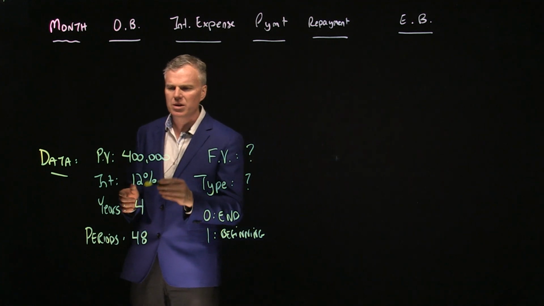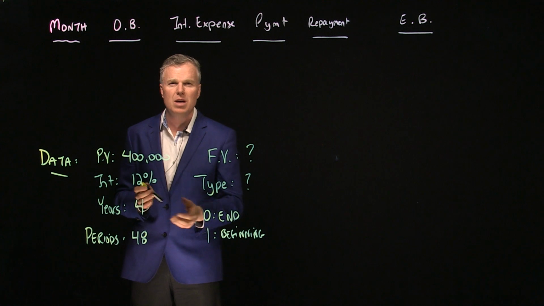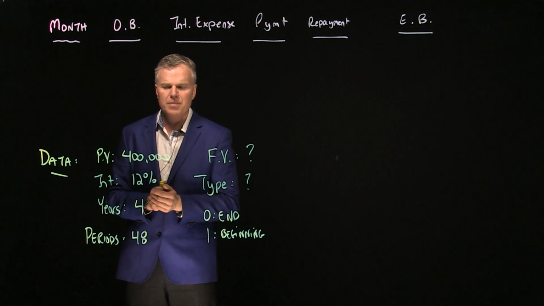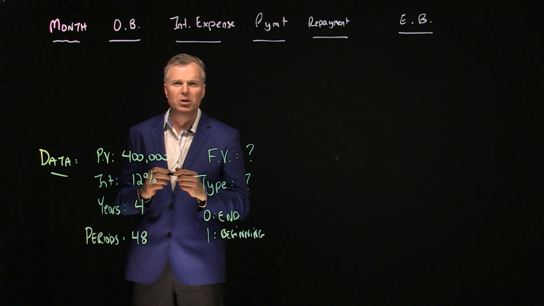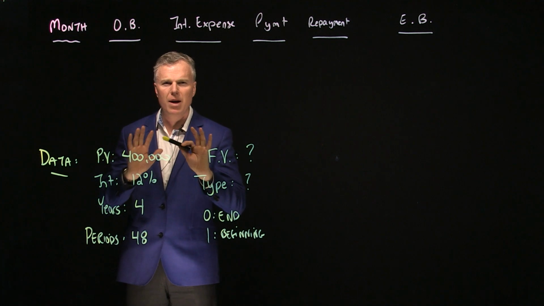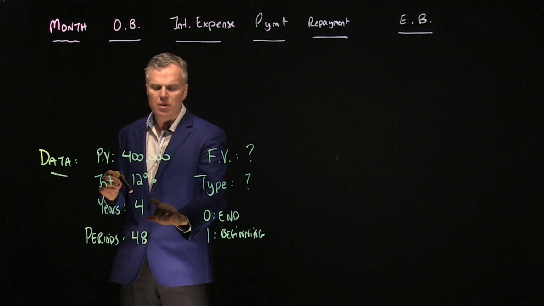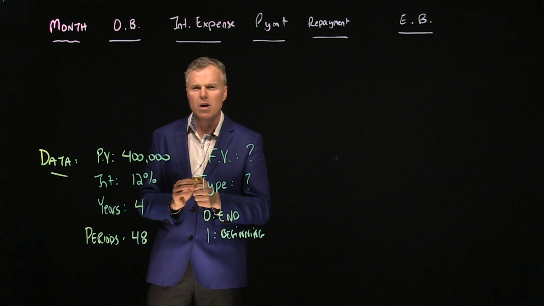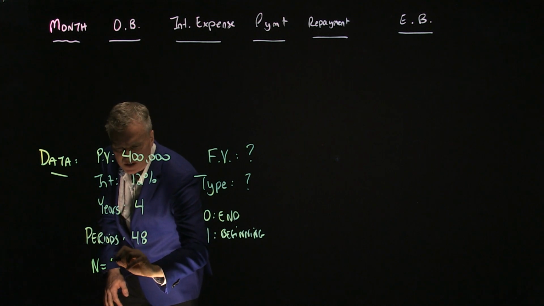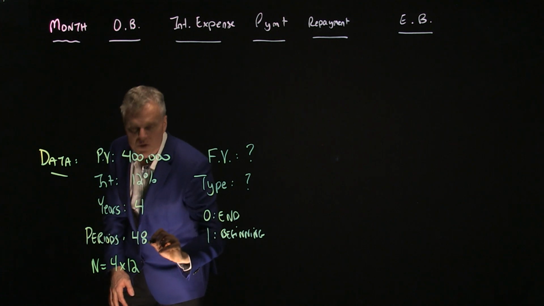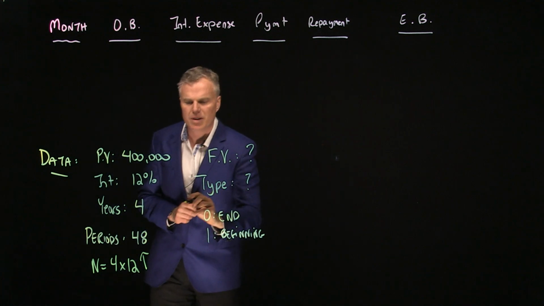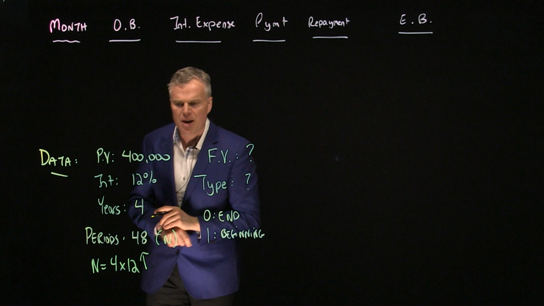Here's our data. We're going to start with a present value of $400,000. Basically, we're borrowing $400,000. Our interest rate is 12% a year. We're going to have this for 4 years. So the first thing is that we have to calculate our schedule based on months. So our N is going to be 4 years times 12 months, which is 48. That's how I get my periods, my N.